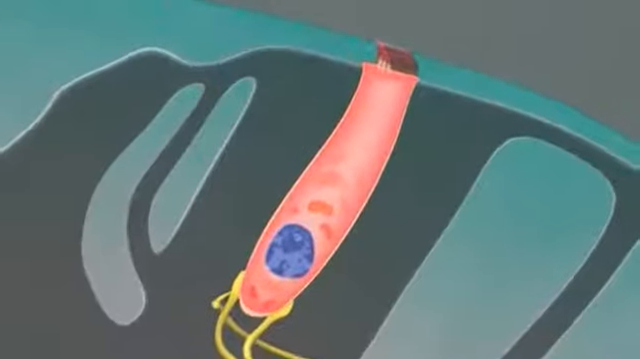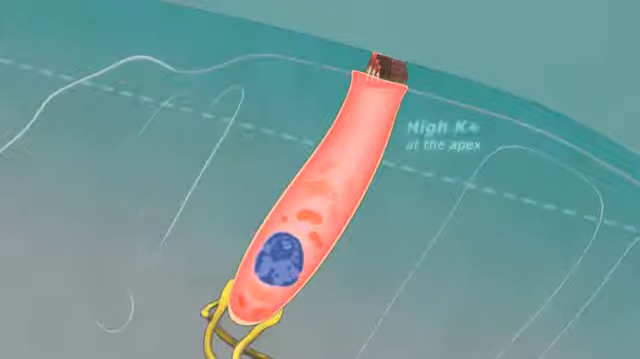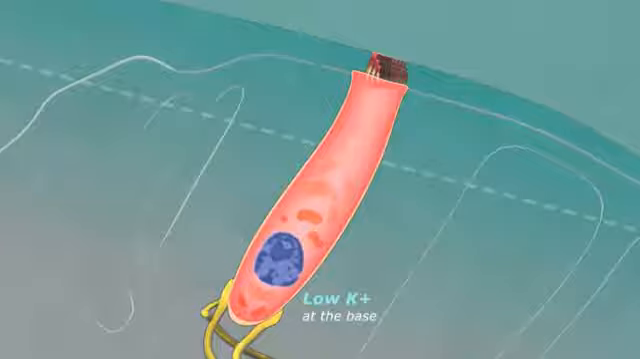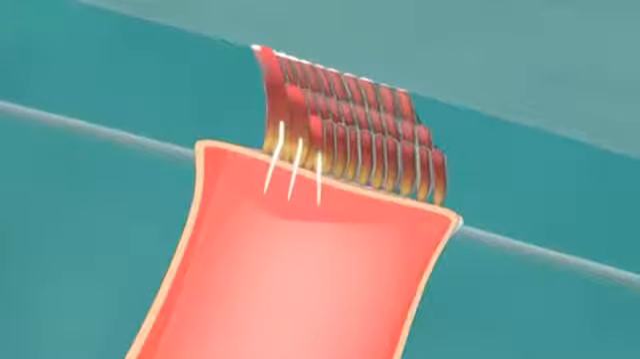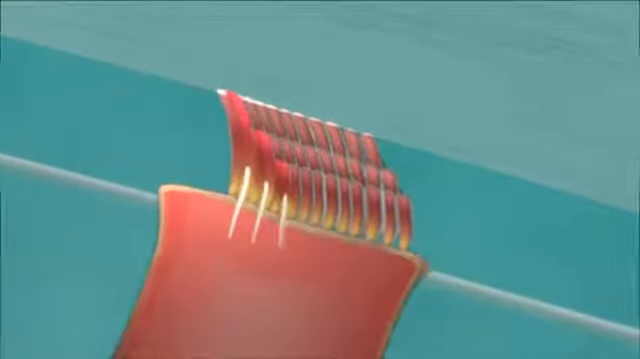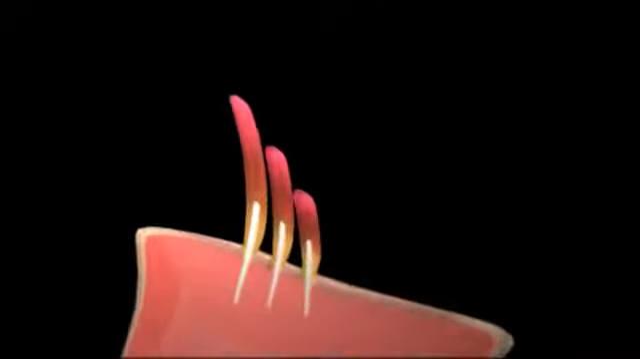The apical portion of the hair cell is bathed in high potassium solution, and the base of the hair cell is bathed in potassium poor solution. This causes the opening of mechanosensitive channels, allowing potassium to flow into the cell, leading to depolarization.